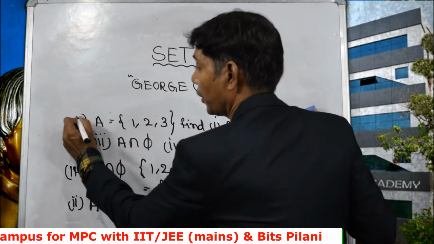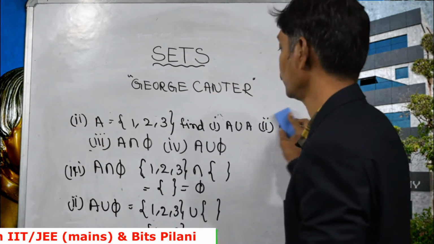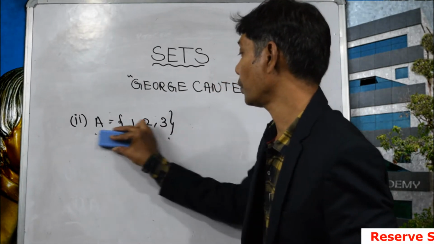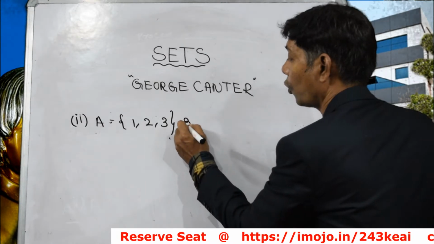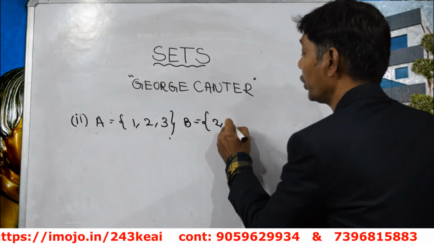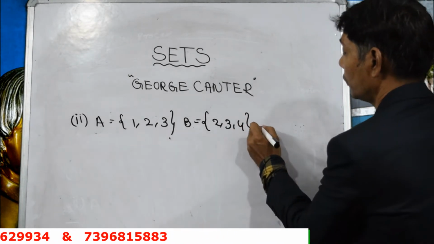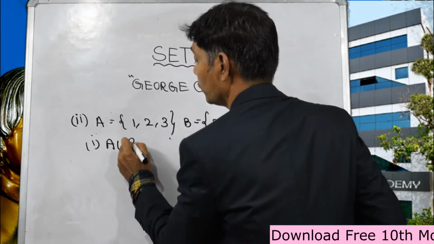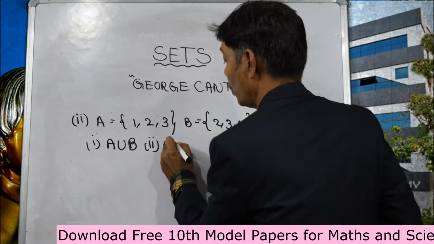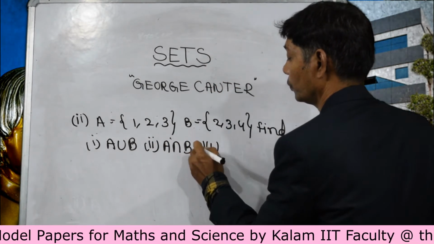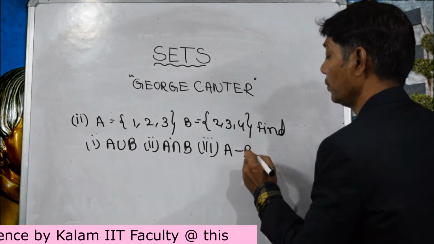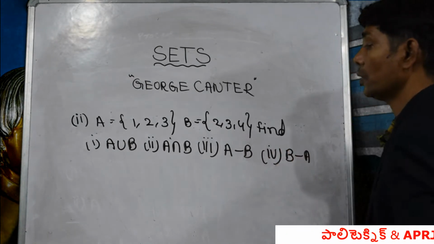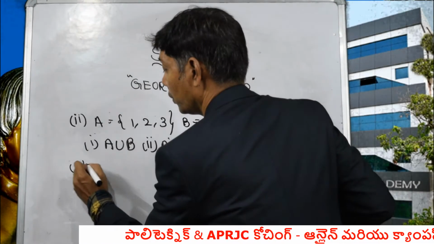Next, you go for another sum. If A is equal to 1, 2, 3 and B is equal to 2, 3, 4, now find A union B, A intersection B, A minus B, B minus A. See, first of all, you go for A union B.